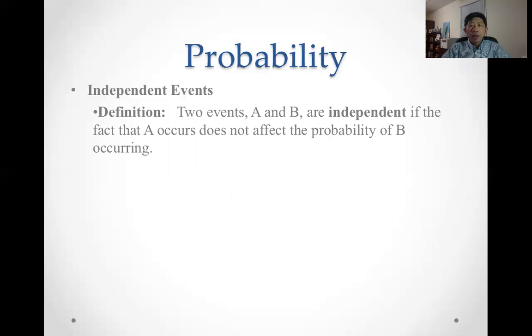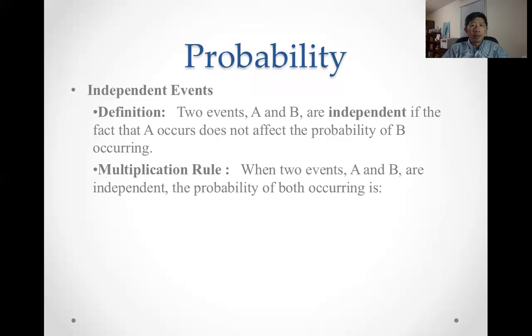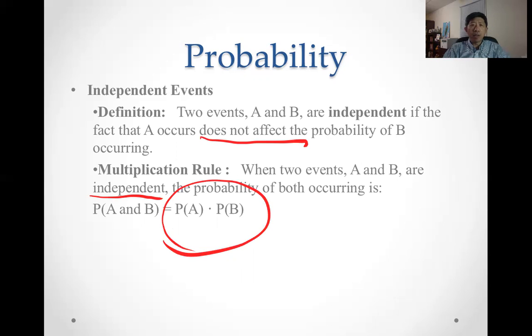Two events, A and B, are independent if the fact that A occurs does not affect the probability of B occurring. All right. So we use the multiplication rule when two events A and B are independent, because they do not affect each other, right? So if we have the probability of A and B, we take the multiplication: probability of A times probability of B. So this is independent events, okay?